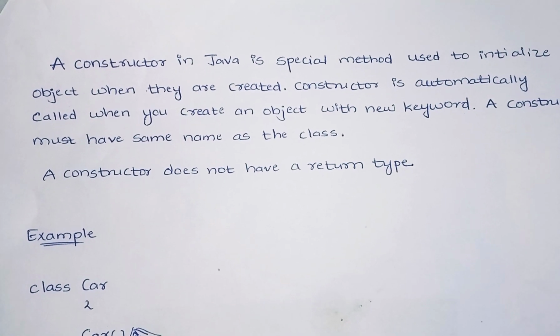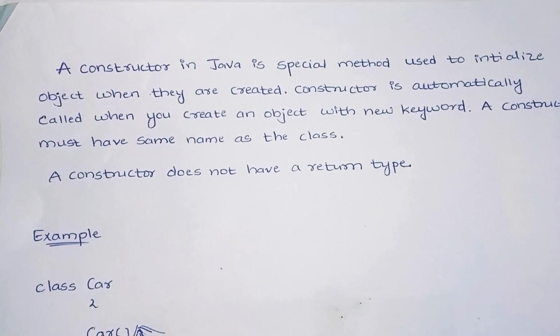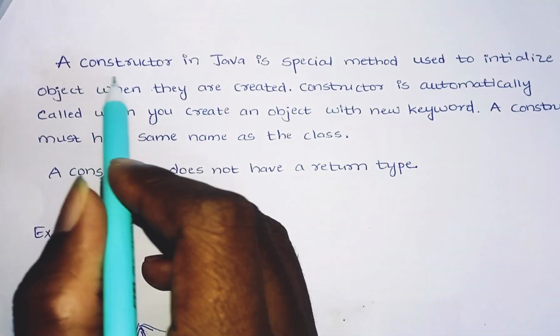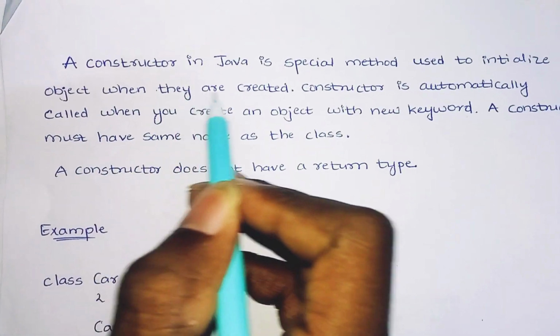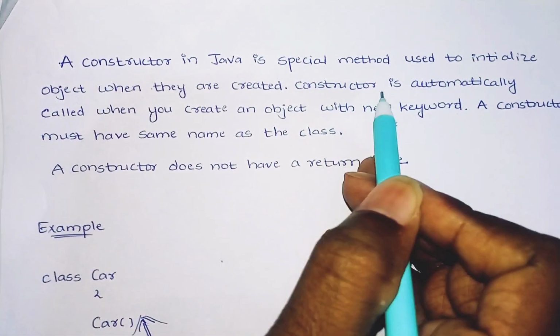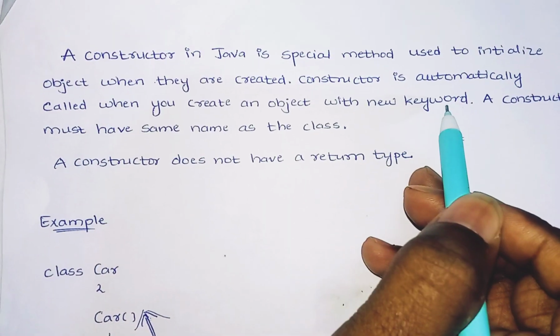In today's video, we will look into the topic constructor in Java. So what is a constructor in Java? In Java, a constructor is a special method used to initialize an object when it is created, and a constructor is automatically called when you create an object using the new keyword.